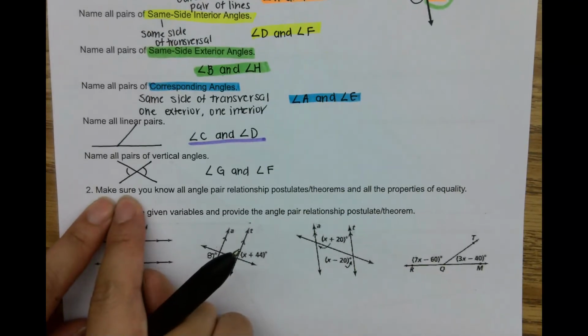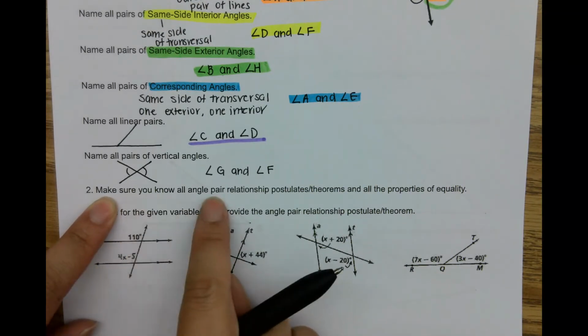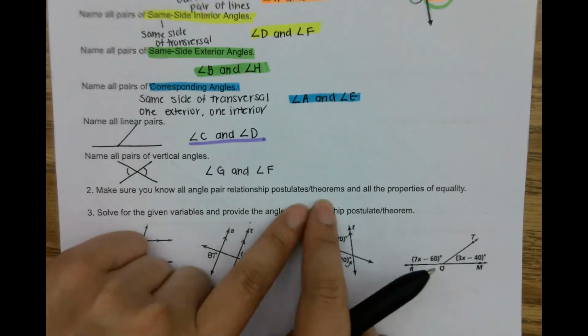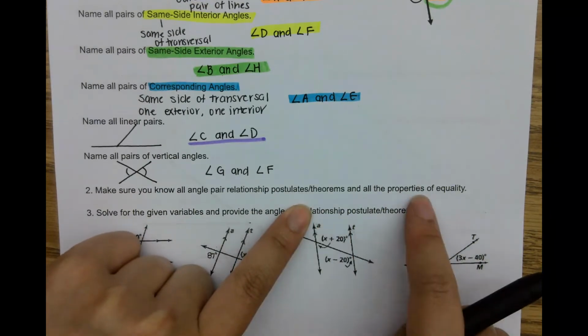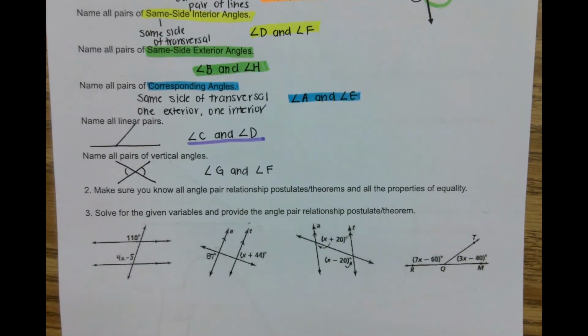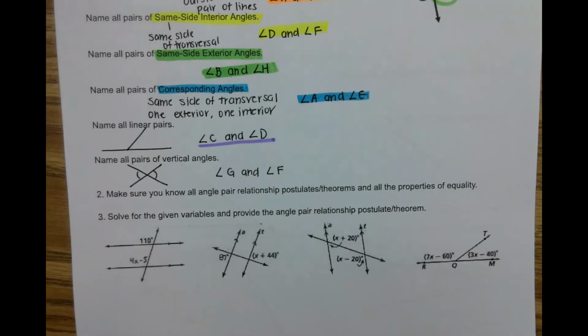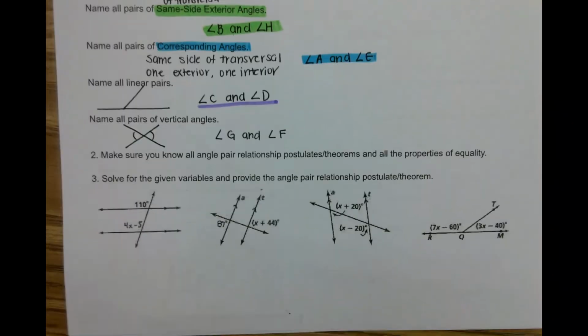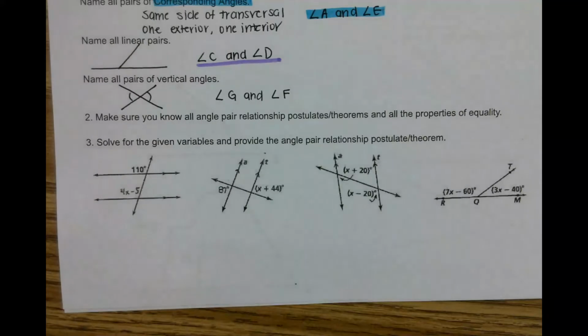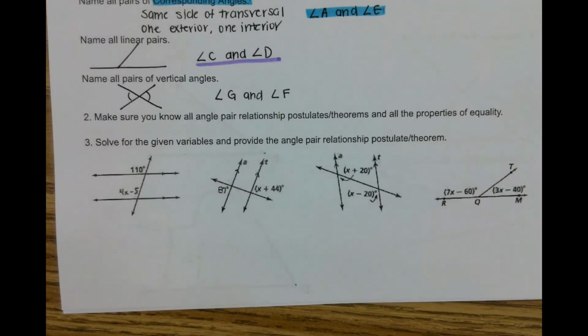I just want you to make sure you know all of the angle pair relationship postulates and theorems, and all of the properties of equality. You're going to need to know that for your proofs. Okay. So now let's actually apply those postulates and theorems to solve this. Here we're going to solve for the given variable. Then we're going to provide the angle pair relationship postulates or theorems.